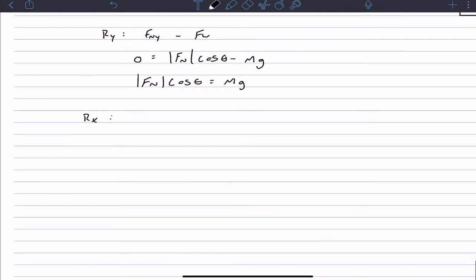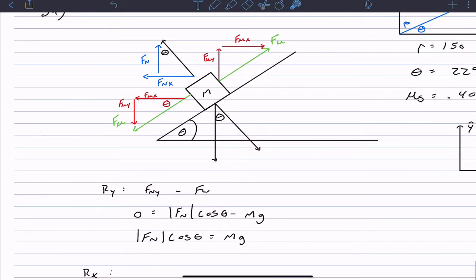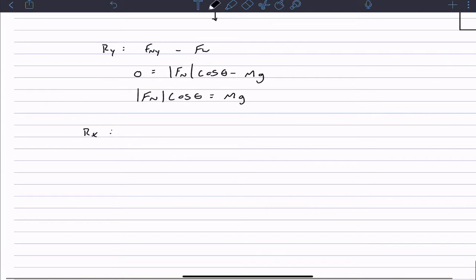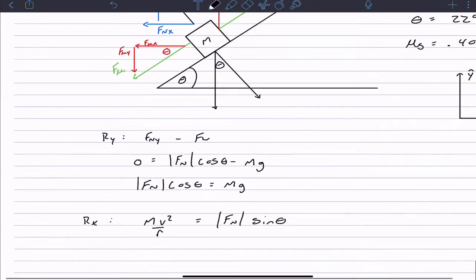we're going to have, remember, there's no friction coefficient. There's no friction here right now. I'm only doing the frictionless case just for now. And so the x component is going to be the centripetal force. Okay? So that means we have mv squared over r equals Fn sine theta.